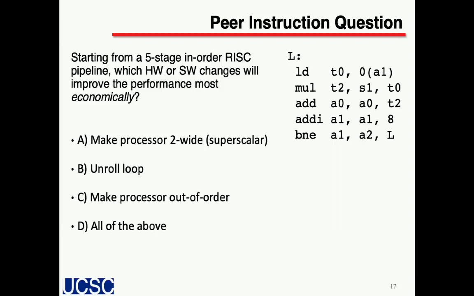OK, so if I was to try option A and make the processor 2-wide, what would happen? Well, we start off in order, so we're still trying to go in order, just doing in order 2-wide. I can't do these two at the same time, because this multiply depends on the load. Even if the load took only 1 cycle, we couldn't do the multiply and add at the same time either because there's another RAW hazard.